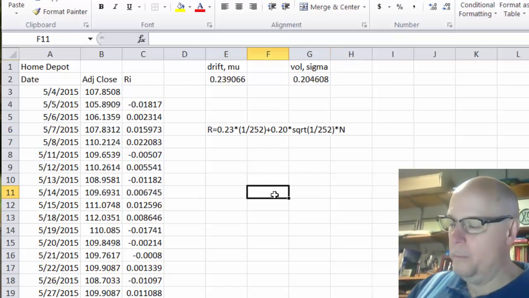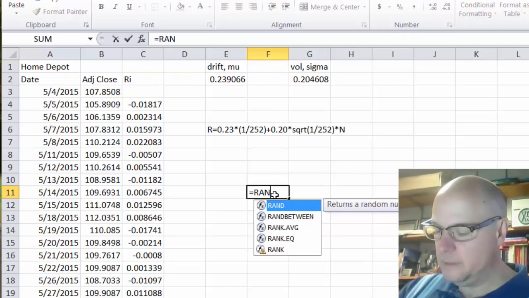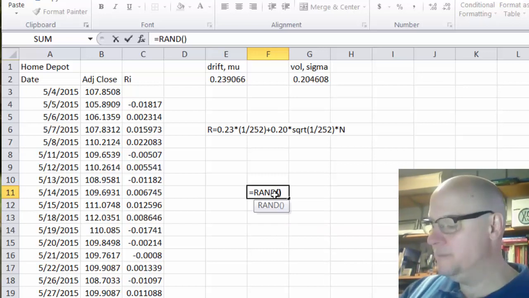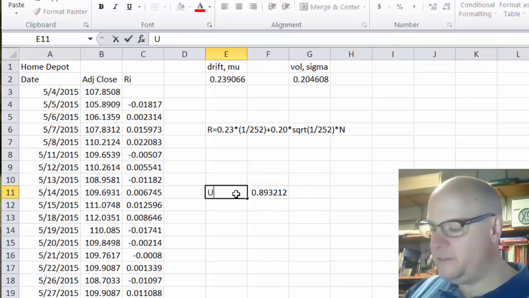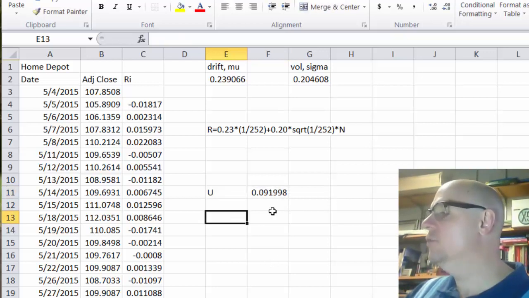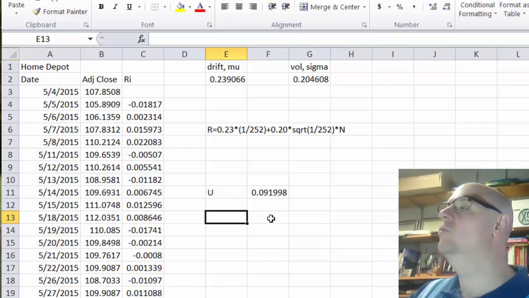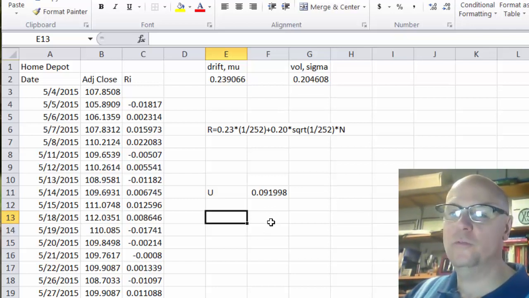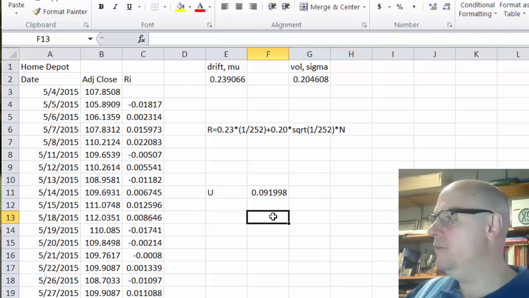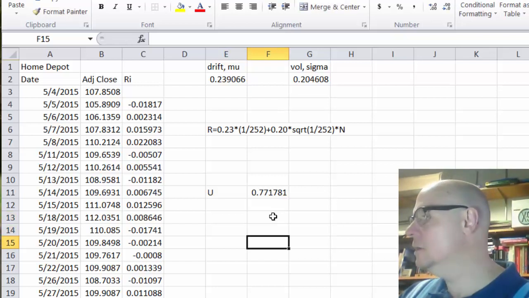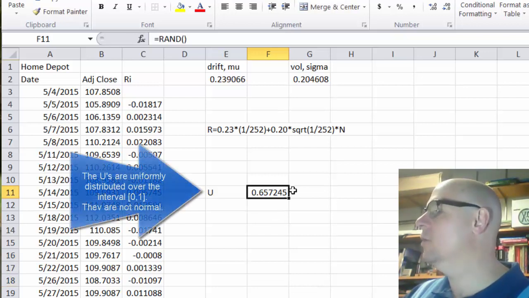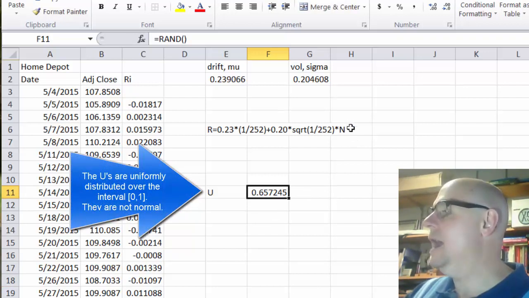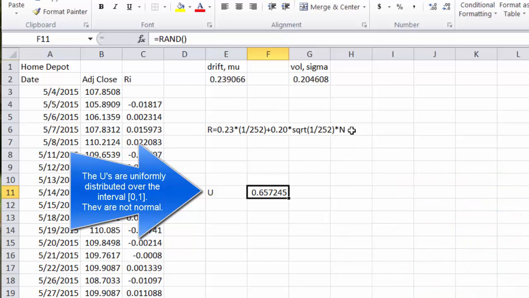Now the book does it in Excel: if I just go RAND bracket bracket, this gives me a U, a random variable generated from a uniform distribution from 0 to 1. Every time I reload the page, it gives me a new one. But these are all uniformly from 0 to 1. I want a normal distribution. So what do we have to do?